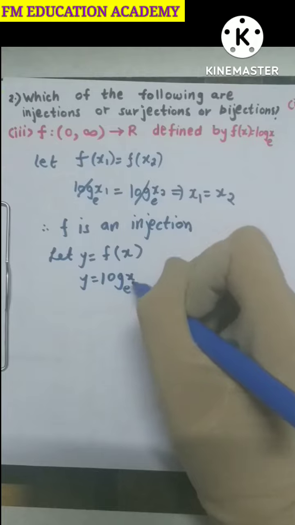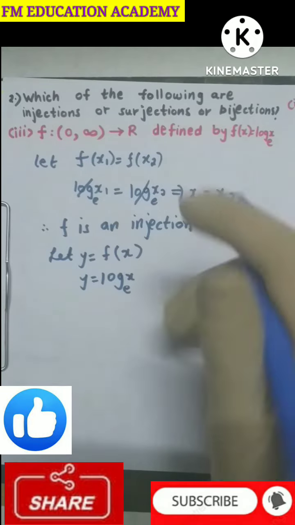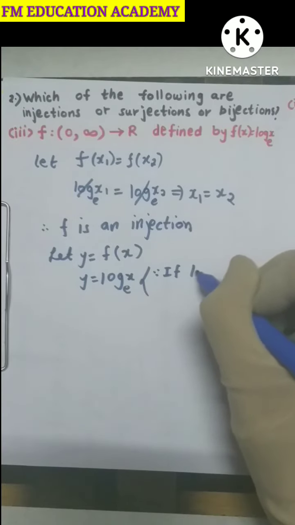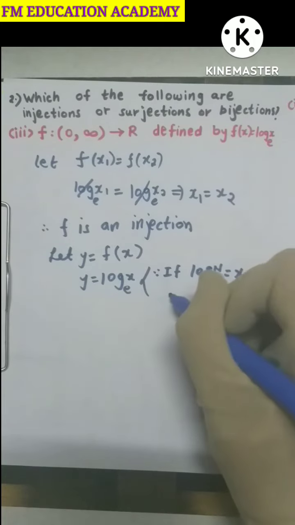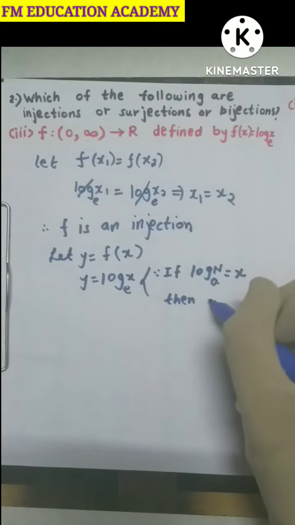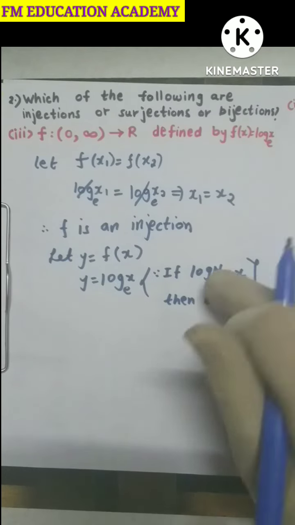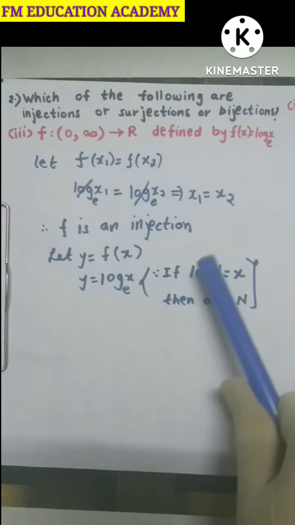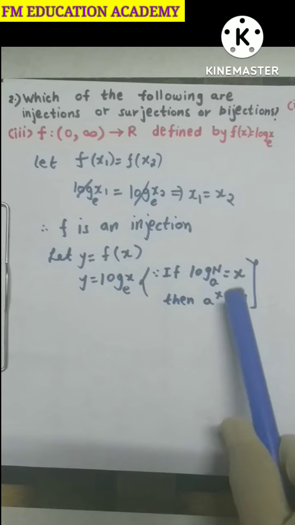And we also know that if log n to the base a is x, then a power x is equal to n. We'll use that formula. If log n to the base a is equal to x, then we have the formula a power x is equal to n. So compare this with this formula. Log x to the base e is log n to the base a, and y is x. Then what do we have? A power x is equal to n.